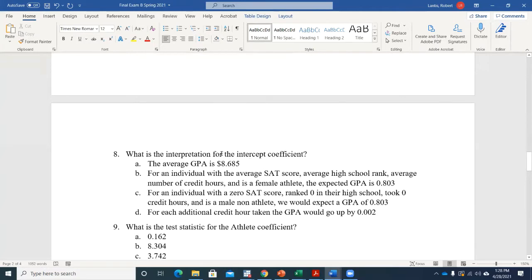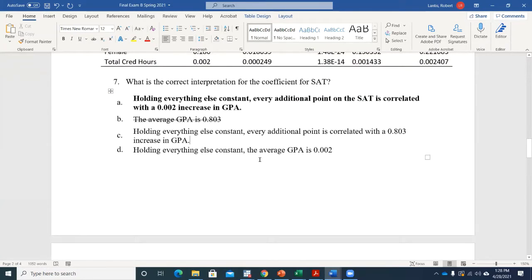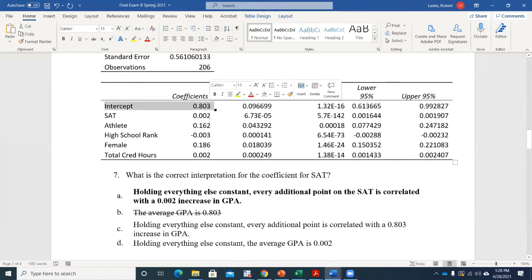The next question is then, how do we interpret the intercept? The interpretation of the intercept is always the same. If all the X variables equal 0, the intercept is the predicted value of GPA, the predicted value of your Y variable. So in this case, if every other variable is equal to 0, so someone who has a 0 on the SAT score, not an athlete, ranked 0 in high school, not female, 0 total credit hours, their predicted GPA would be 0.8.